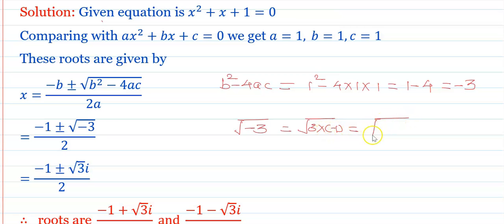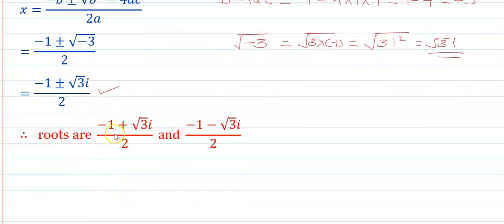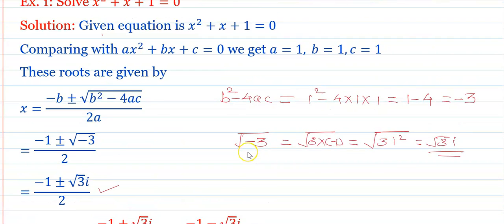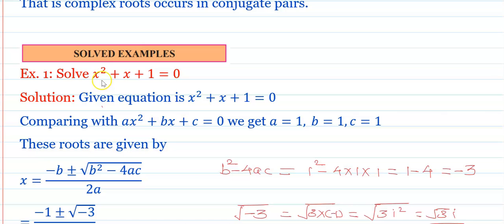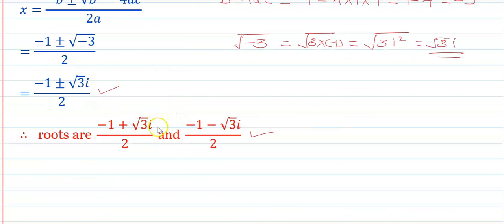But minus 1 means what? I square. That is 3 into i square, that is root 3i. Therefore minus 1 plus or minus root 3i upon 2. And hence the roots are minus 1 plus root 3i upon 2 and minus 1 minus root 3i upon 2. These are the roots of the quadratic equation x square plus x plus 1 is equal to 0. What kind of roots did we get? Complex roots.